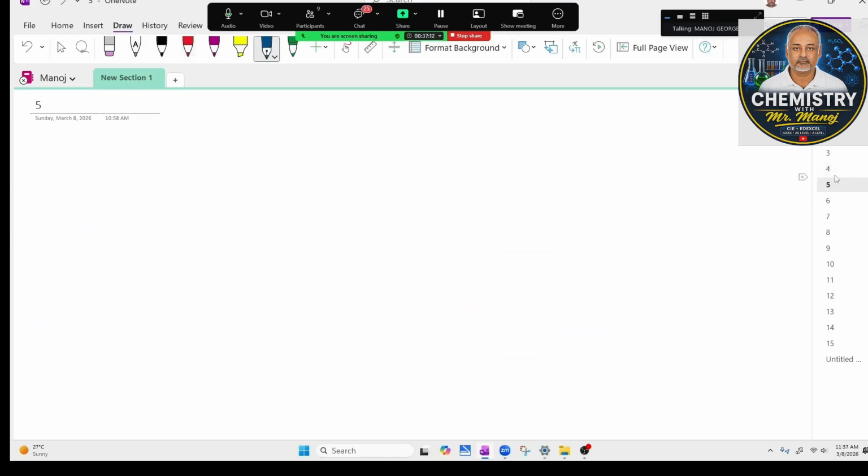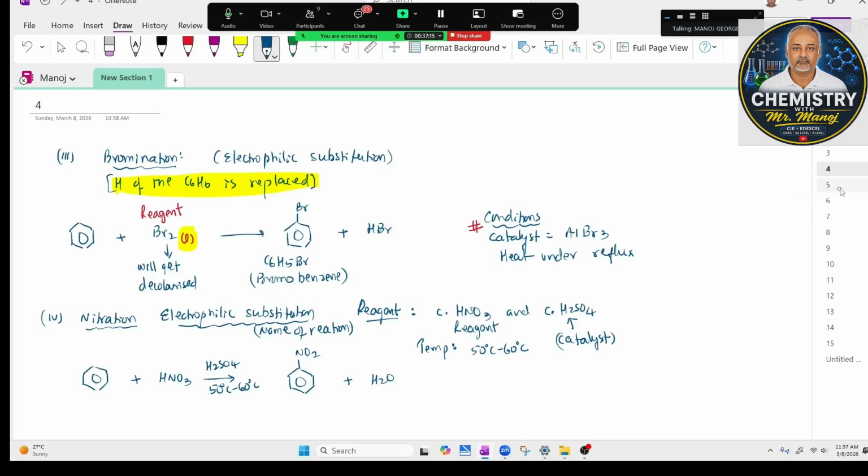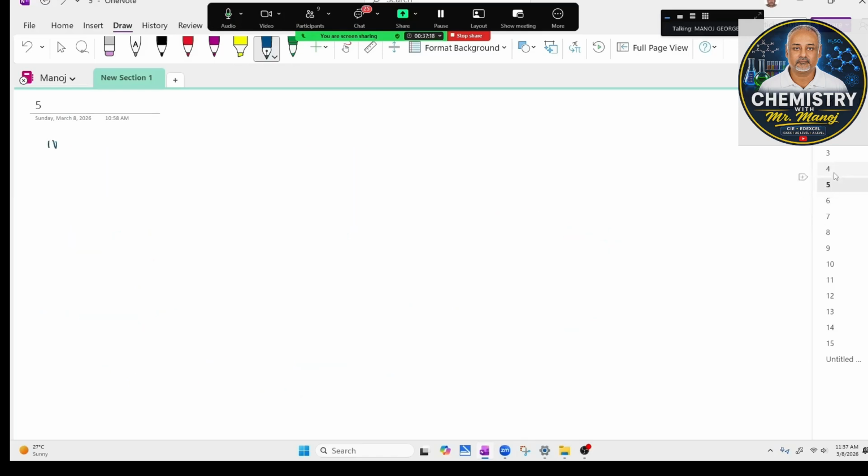So let's have a look at our next one, which is now sulfonation. Remember, everything is now going towards electrophilic substitution. So this is reaction number 5. Sulfonation of benzene. So who is my reagent for this reaction? For this reaction, I need fuming sulfuric acid, which obviously is pretty highly concentrated. Fuming H2SO4, literally.